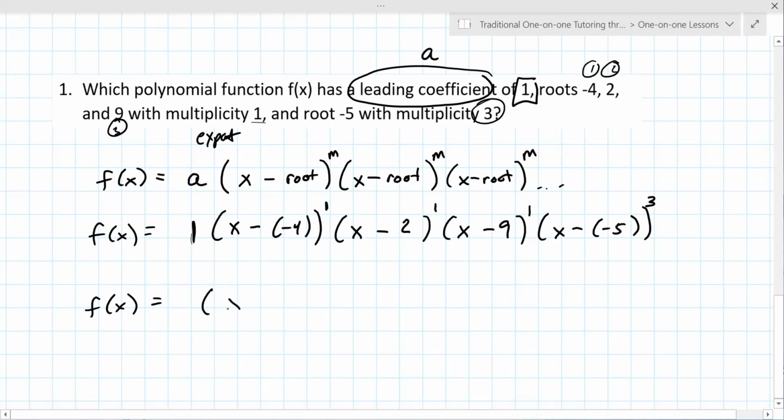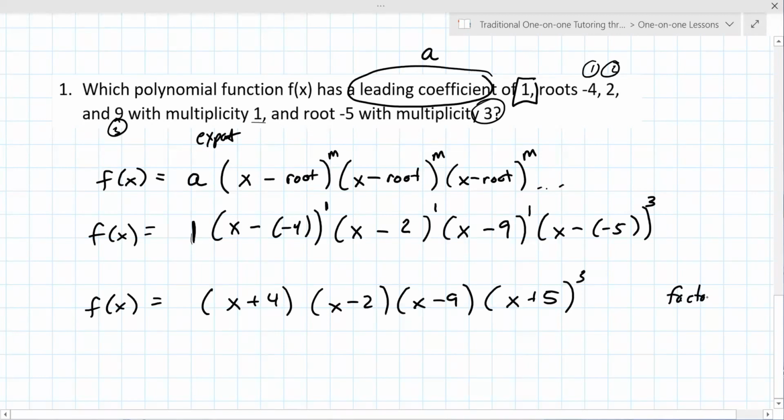It would be x plus 4, and you don't write to the power of 1. You could, I don't think the solution does that. x minus 9, but then it becomes x plus 5 to the power of 3. This is considered factored form. There are problems where you have to multiply all of these together. I'm not seeing any here, but that is the case. So the multiplicity is the exponent. The root is always x minus the root, x minus the root, x minus the root.